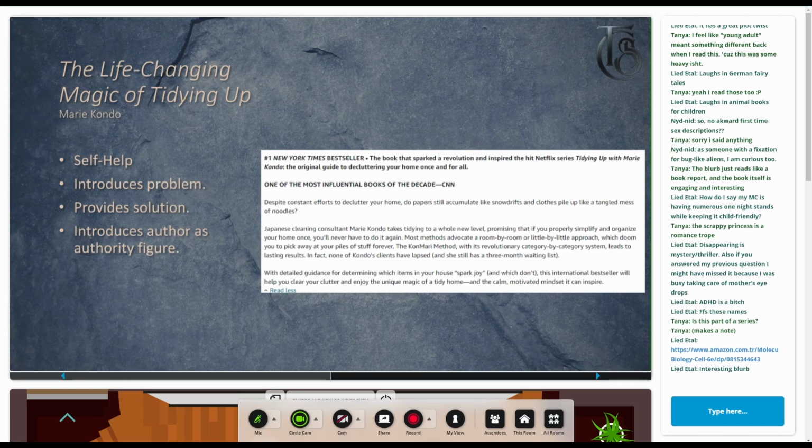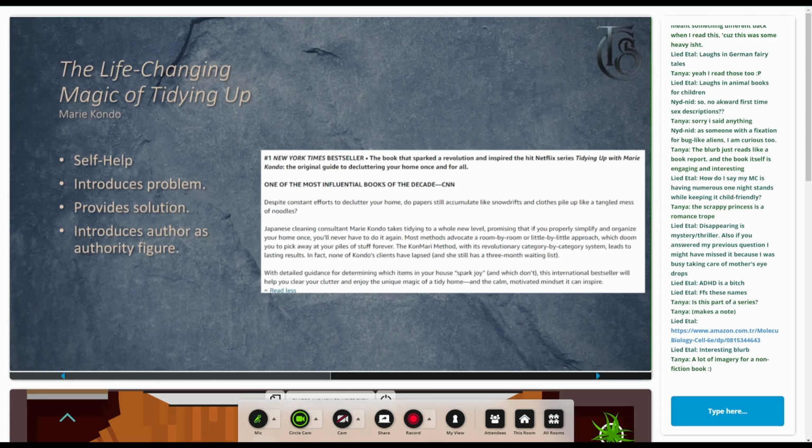It introduces in some ways the character. You have Marie Kondo, the setting, which is your house being a complete disaster, and the hook is that first line. I also really like the way it's described. Do papers still accumulate like snowdrifts, and clothes pile up like a tangled mess of noodles? Now, those are obviously very Japanese descriptions of things, but they're still evocative, and they really do capture the mind. They're great. And this is a really well-written blurb that draws people.